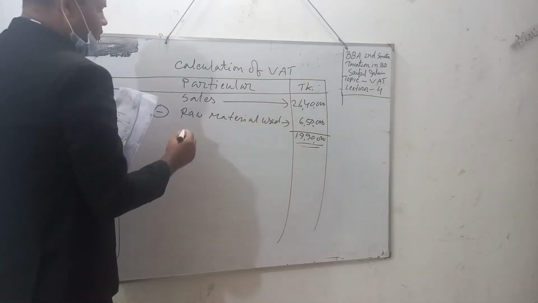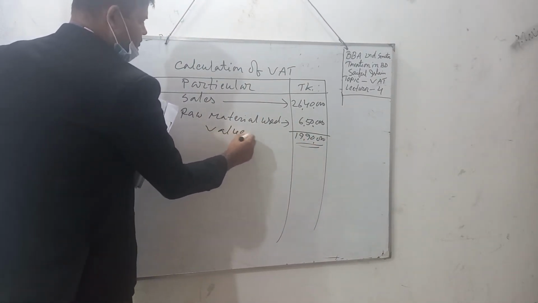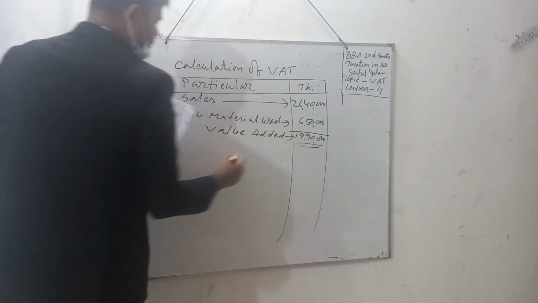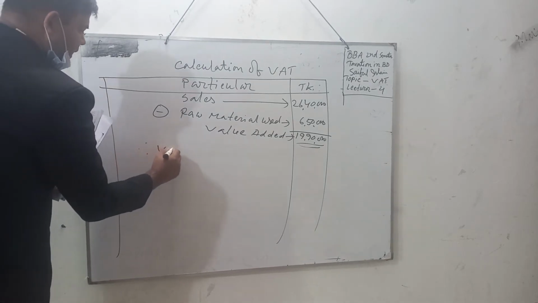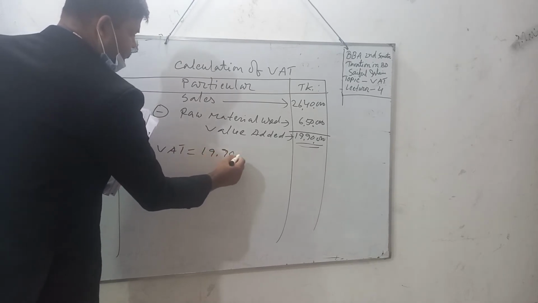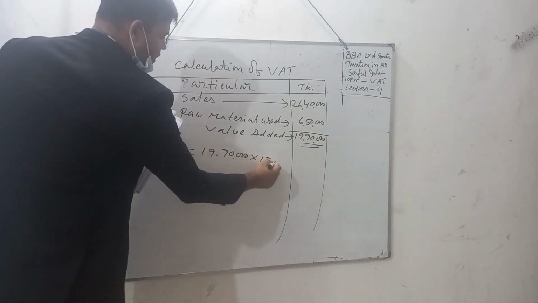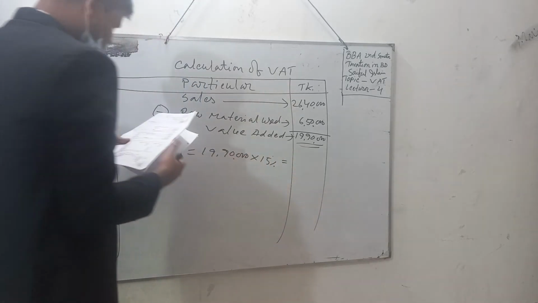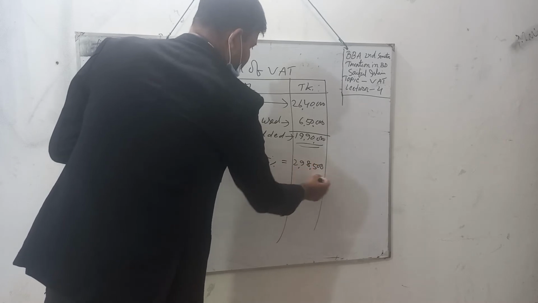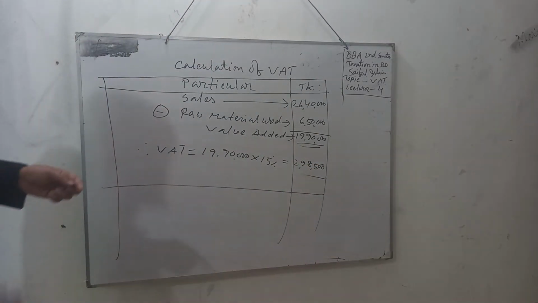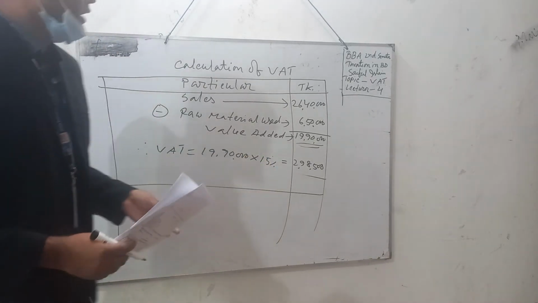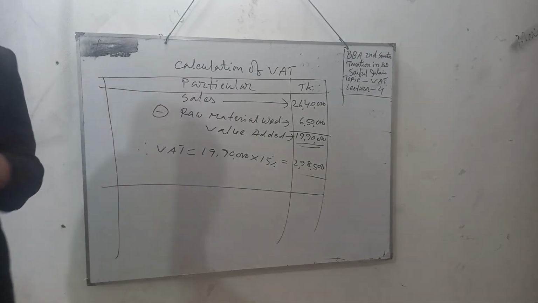And this is the amount of value added. So that will be 15%. So we got 2,98,500.